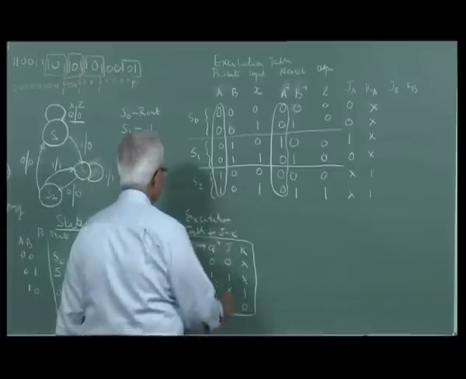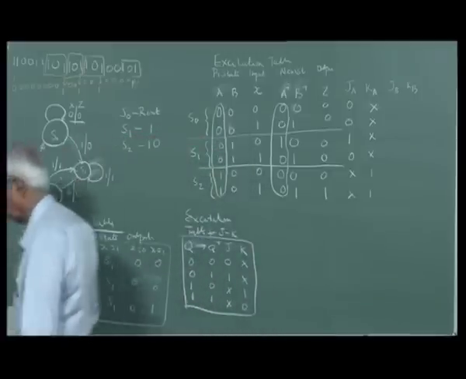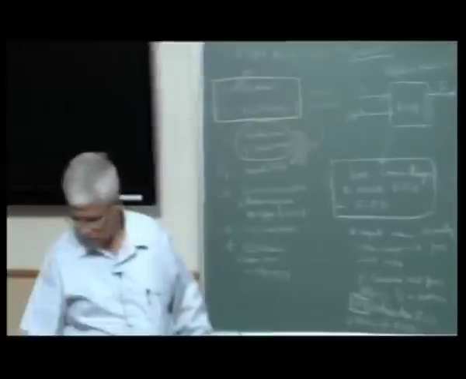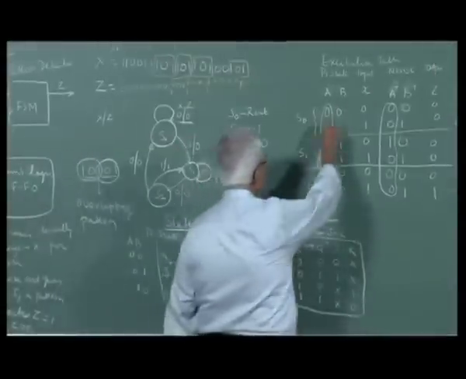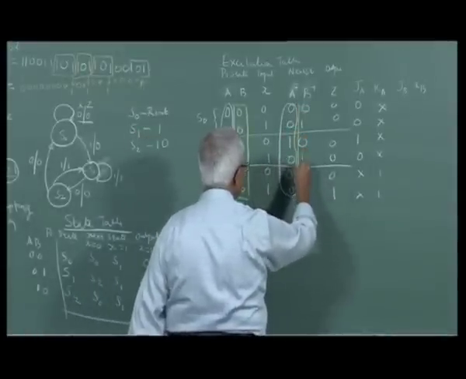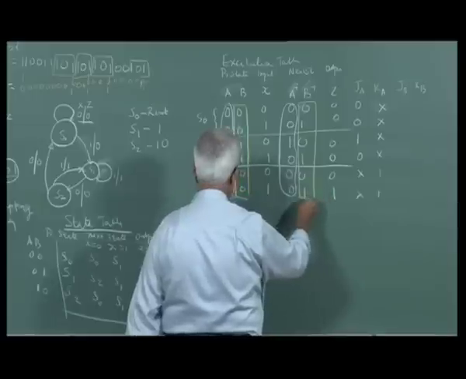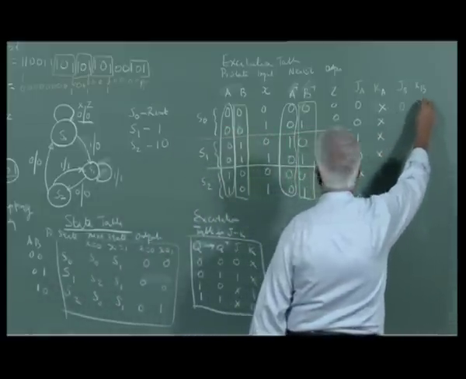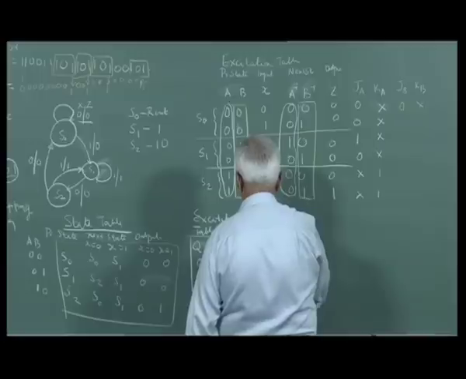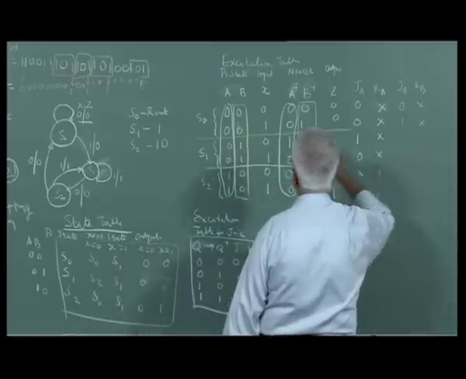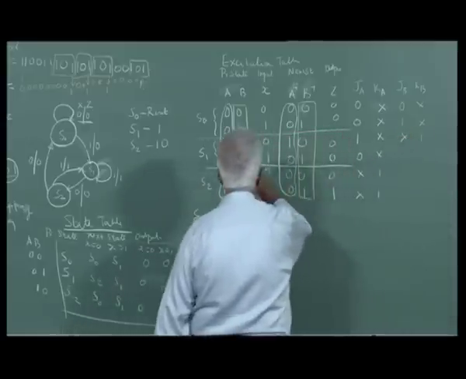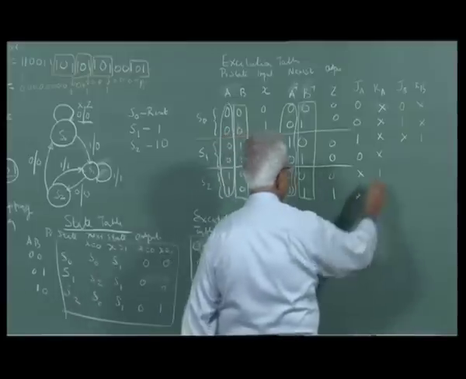For JB, KB, I should use the present value of B and next value of B. Then I will get JB, KB. Again 0 to 0 is 0 don't care. 0 to 0, 0 to 1 is 1 don't care. 1 to 0, don't care 1. 1 to 1, don't care 0.